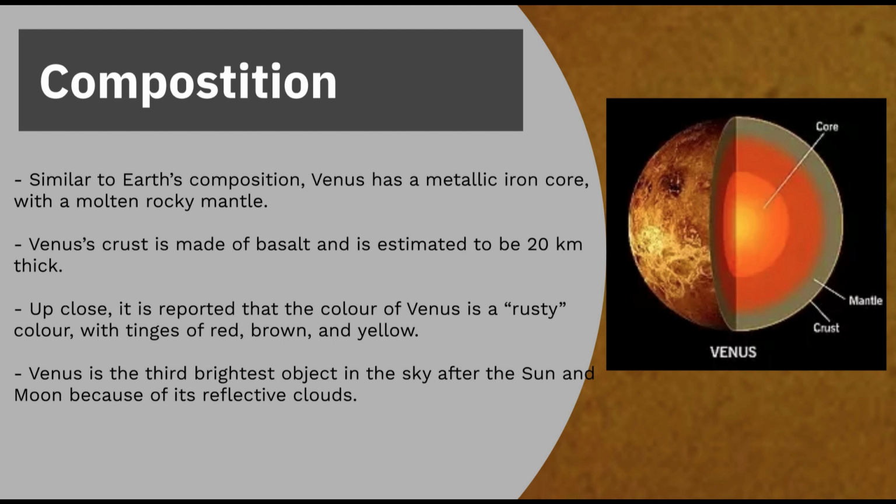Due to Venus's reflective clouds, the planet is highly visible from Earth, but up close, it is reported that the color of Venus is a rusty color, with tinges of red, brown, and yellow. Cornell University suggests that this color comes from the number of volcanic rocks dotting the surface, as Venus is a highly active world.